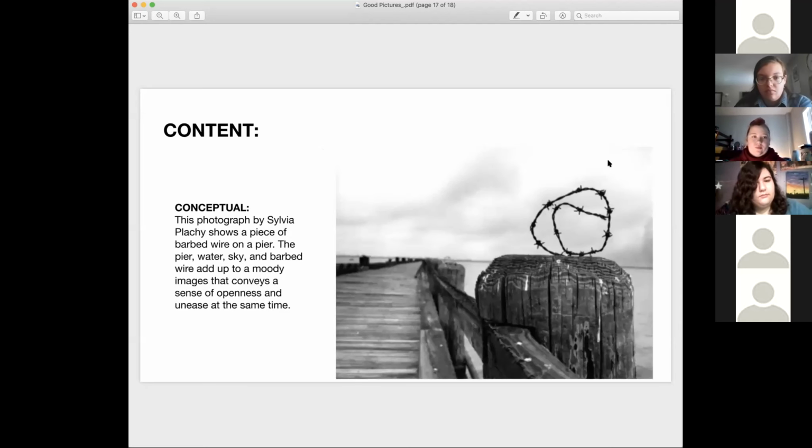Here's one that's more conceptual. What do you think the idea behind this one is? And so physically we see what? Barbed wire, we see a pier, we see the texture of the wood, we see an empty sky, we see water. But does this image necessarily have anything to do with a sky or a pier or barbed wire?